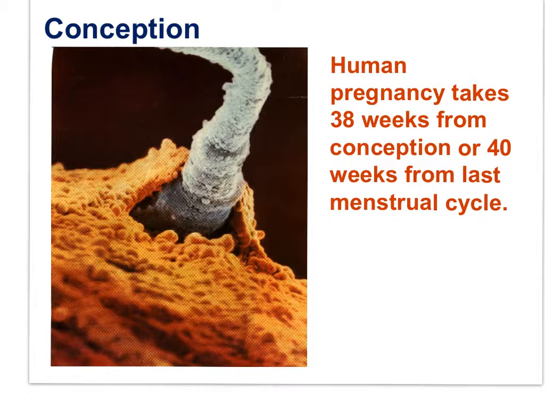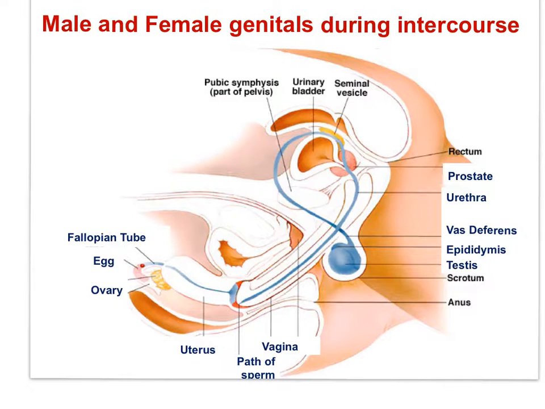Here is a micrograph of a sperm cell penetrating the zona pellucida to reach the plasma membrane of the secondary oocyte. With this slide, let me transition to look more closely at fertilization. In order to achieve internal fertilization, the male sperm need to be released within the vagina of the female. You can see the penis here within the vagina. This is known as intercourse, and the sperm are released here near the cervix.